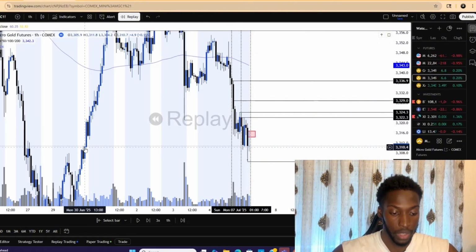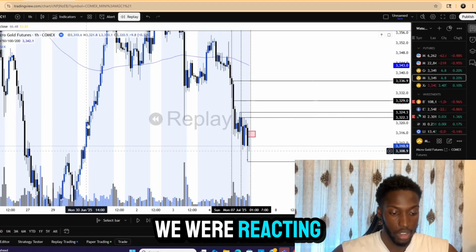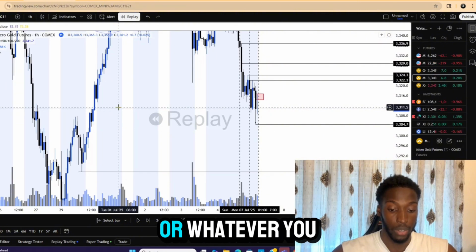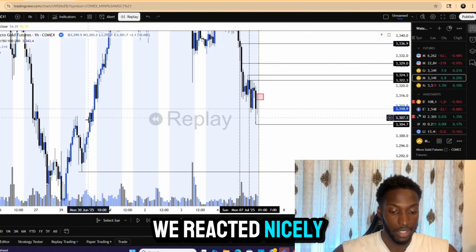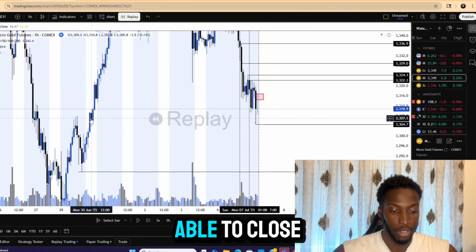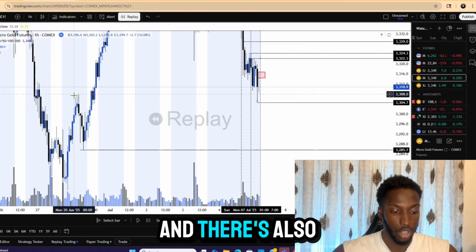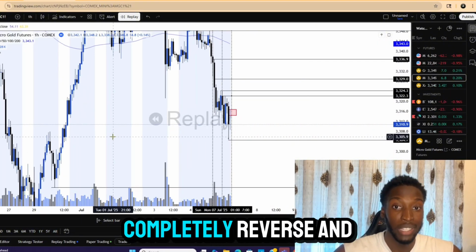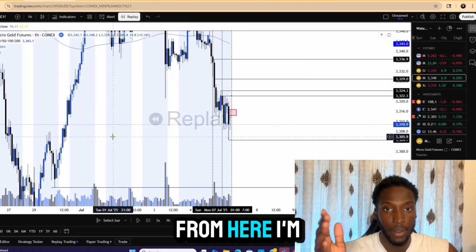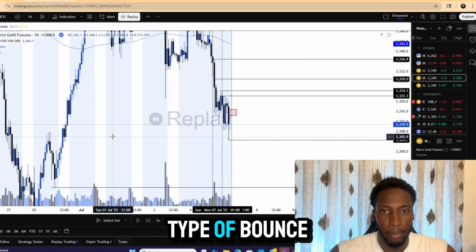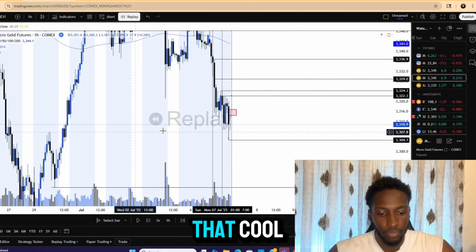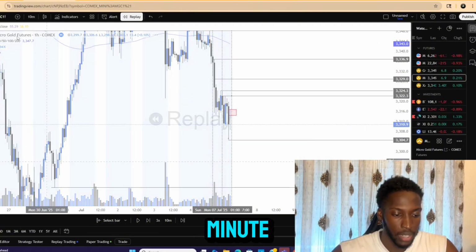But on the 1 hour, we're reacting off these two demand zones or order blocks or whatever you want to call it. We reacted nicely off this order block. You see no candles have been able to close in this order block, and there's also a breaker block attached to it. So even if price doesn't want to completely reverse and go to the moon from here, I'm still expecting some type of bounce. It should give us a small bounce, and because we're day trading, we can catch that.